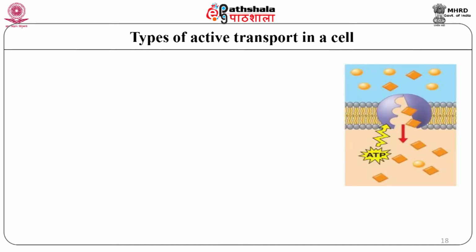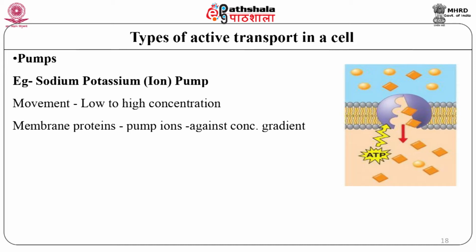Types of active transport in a cell. They are as follows. 1. Pump. Sodium potassium ion pump. This is where the molecules move from low to high concentration. It uses protein in the membrane to pump ions against the concentration gradient. Ions are elements with a charge, plus or minus.